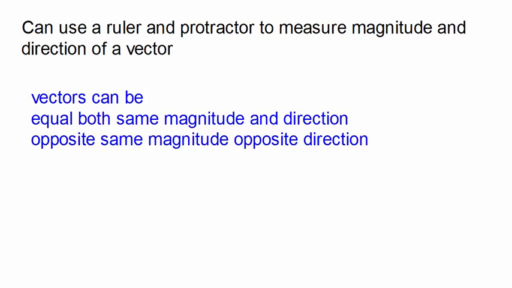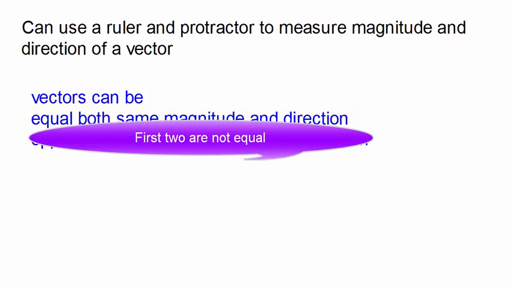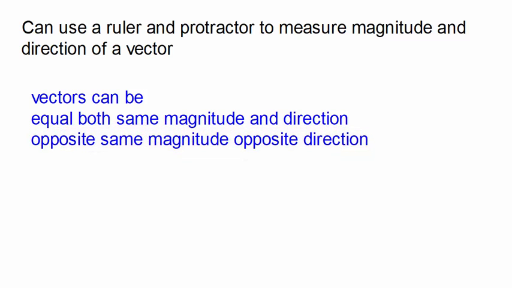We can have vectors that are equal. They have exactly the same magnitude and direction. We can have vectors that are opposite. The magnitude is the same, only the direction is 180 degrees off our original direction because we are dealing with angles right now in degrees.